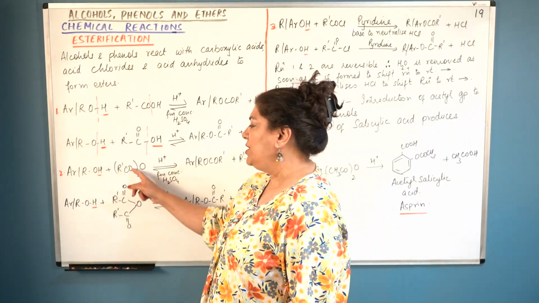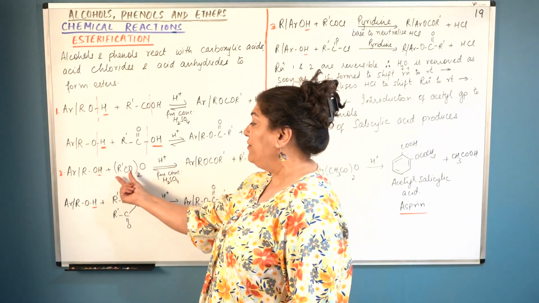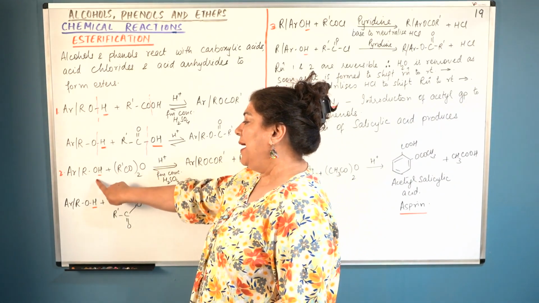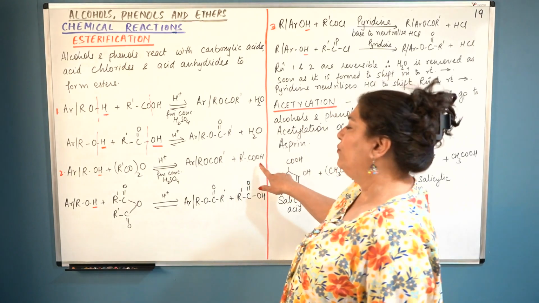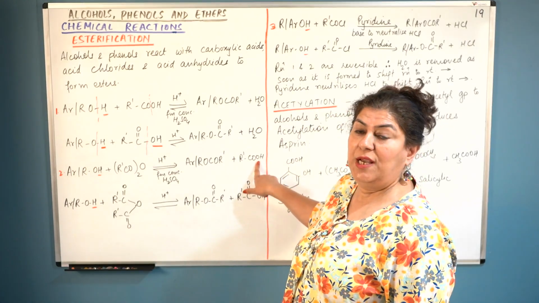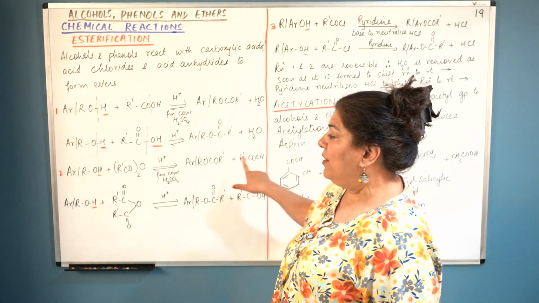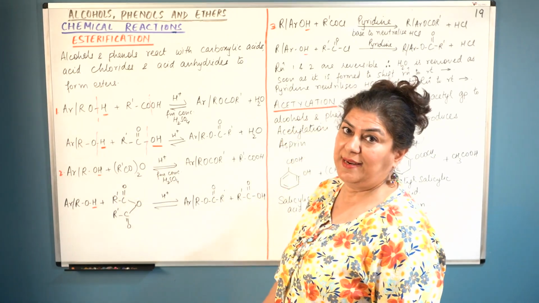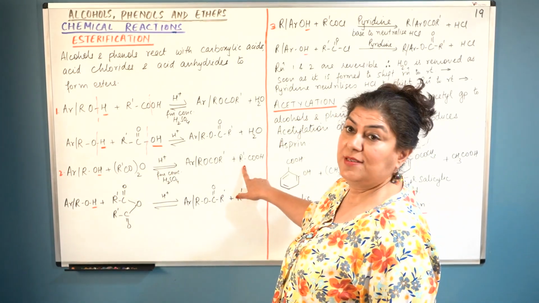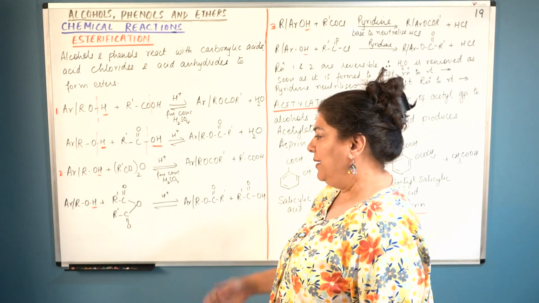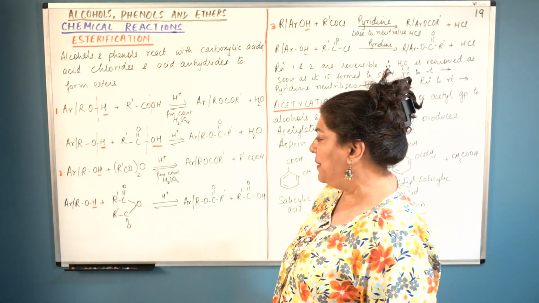One R-CO has been used. So what are you left with? R-COO, and the hydrogen joins it to form R-COOH. That is the carboxylic acid which formed the acid anhydride. That carboxylic acid is also produced. Again, look at the structures to understand it better.